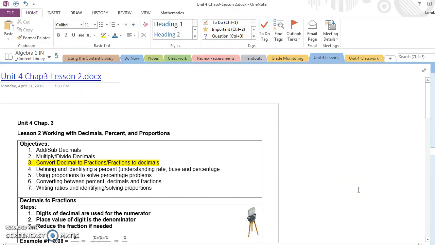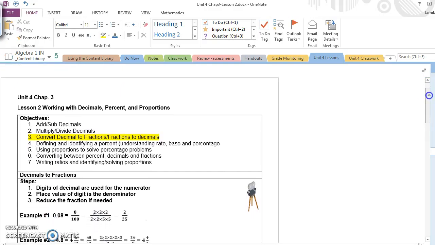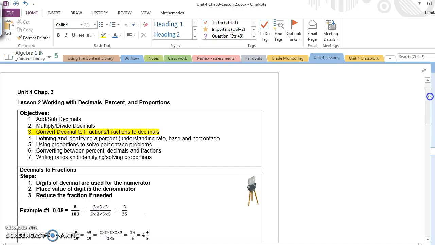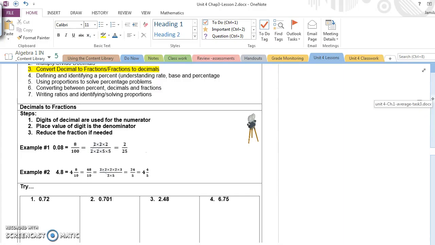Okay, so now we are in Unit 4, Chapter 3, Lesson 2. This lesson is focusing on converting decimals to fractions and fractions back to decimals. So to begin, the first thing we'll talk about is how to convert decimals to fractions. Okay, so the steps are listed there.